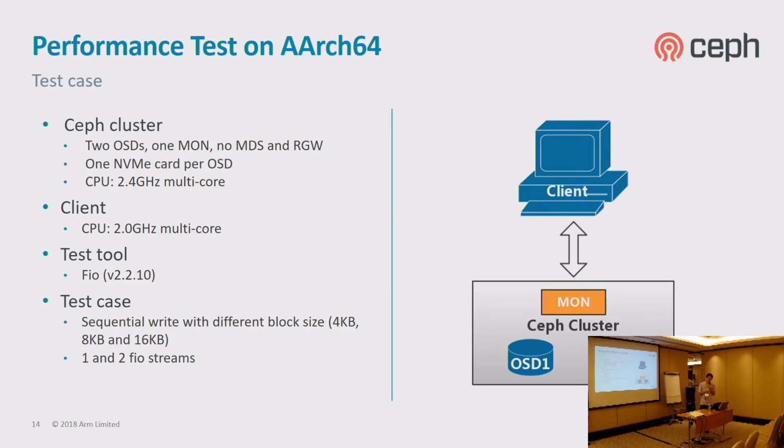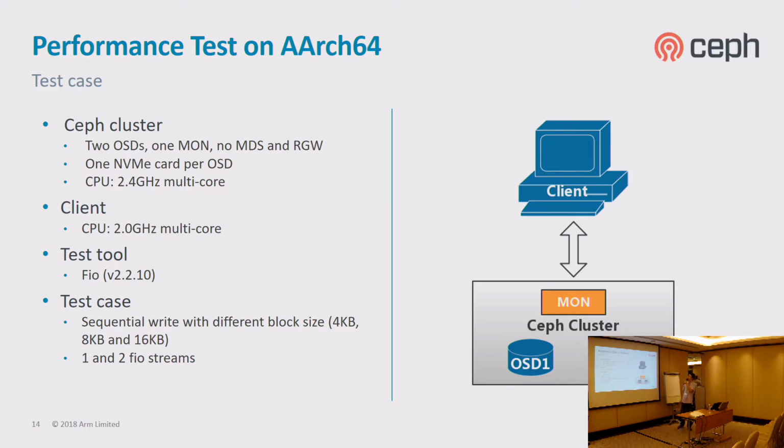FIO was also used to run performance tests. This diagram shows how we set up the test environment. We create a Ceph cluster with 2 nodes, and each node has 1 OSD, 1 monitor, no MDS, and a RADOS gateway. Each OSD has 1 NVMe device attached, and the platform is using a 2.4 GHz multi-core CPU.